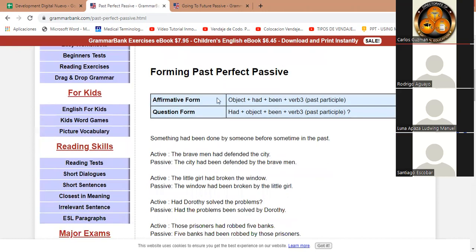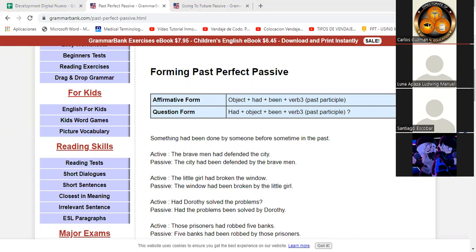All right, so we use the past perfect passive when something had been done by someone before sometime in the past, right? Before sometime in the past. All right, let's look at the examples.